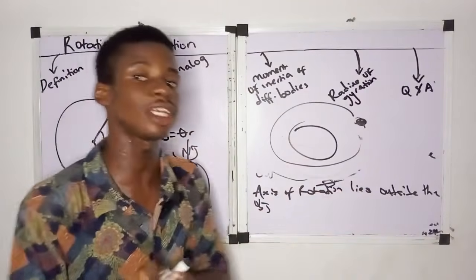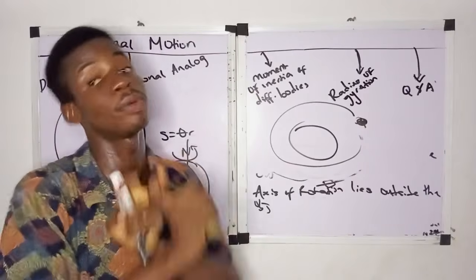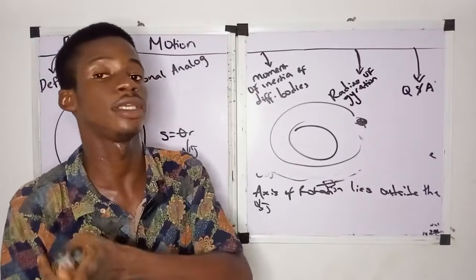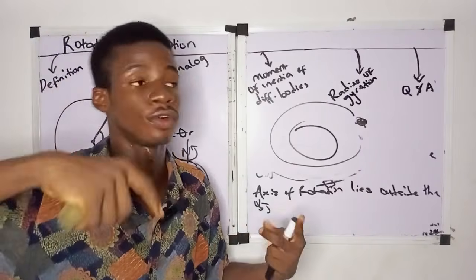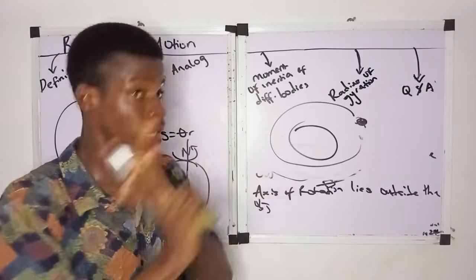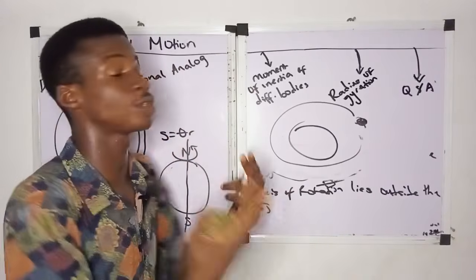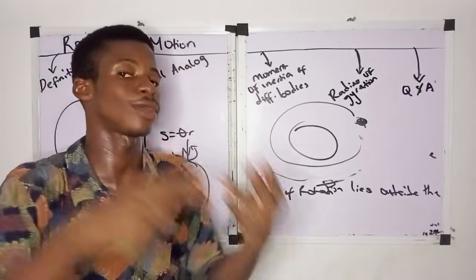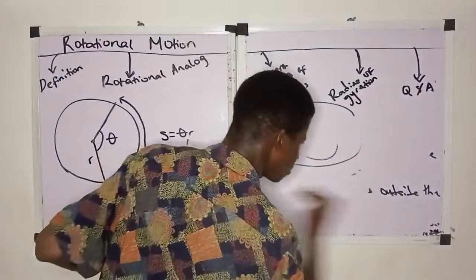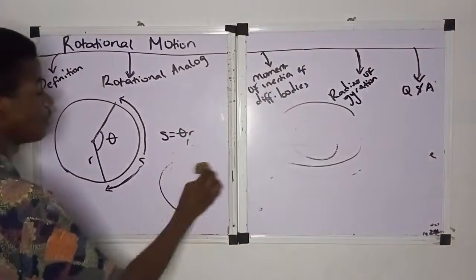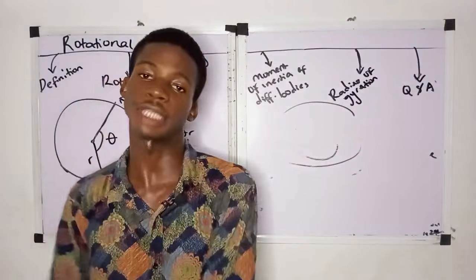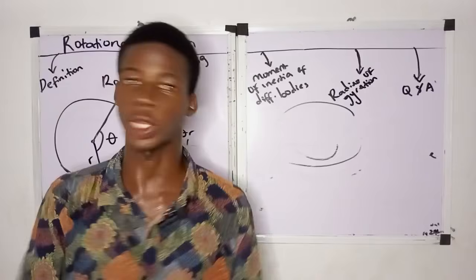So in summary, in rotational motion, a body rotates around its own axis. In circular motion, a body revolves around a fixed point in a circular path. In rotational motion, the axis of rotation lies inside the object, while in circular motion, the axis of rotation lies outside the object. So that is all about the definition of rotational motion and the difference between rotational motion and circular motion.